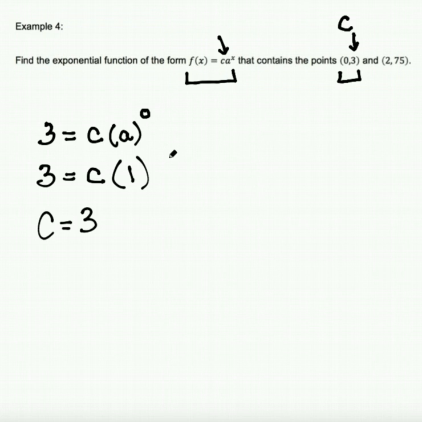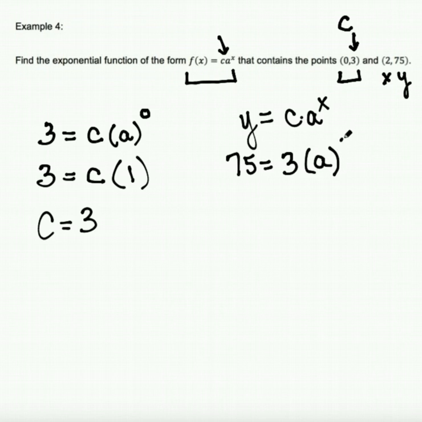Now, once you have that piece of information, you are given another point, and that's going to be your x and your y. So you're going to plug those in, and we're going to solve for the a. So again, my equation is y equals c times a to the x. All right, so let's plug in my y as 75. I now know that my c is 3, and I have a raised to the 2nd power. So I'm going to solve this equation, get a by itself. I'm going to divide both sides by 3 first. So that gives me 25 is equal to, these 3's cancel out, a squared.